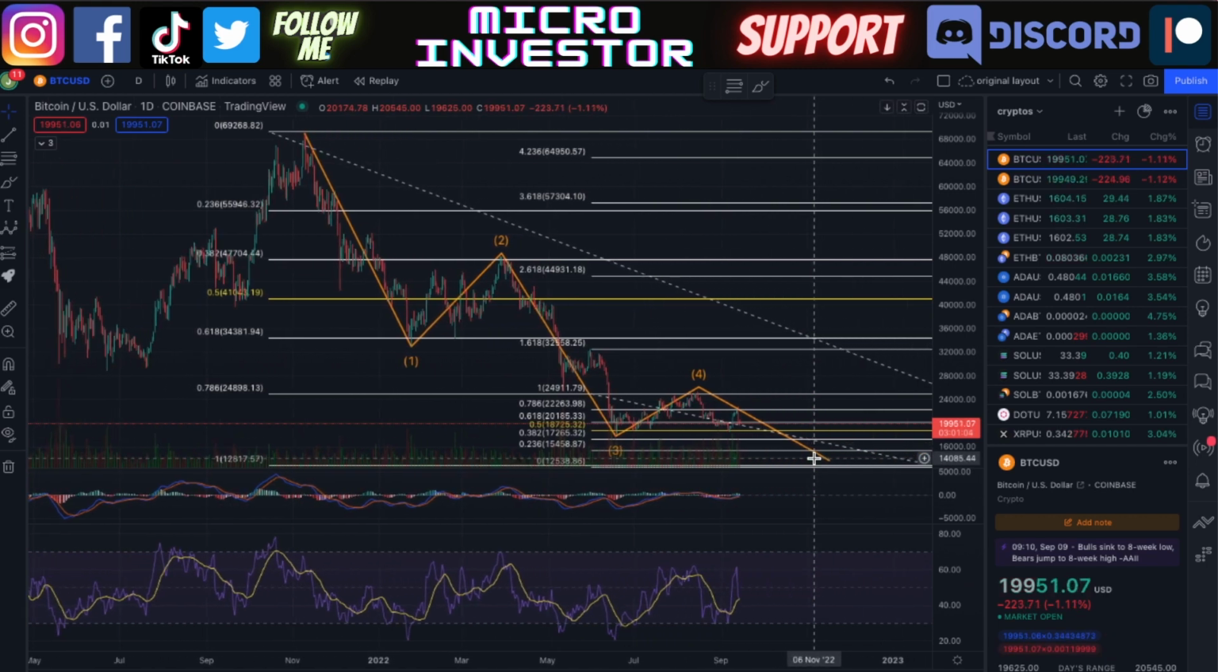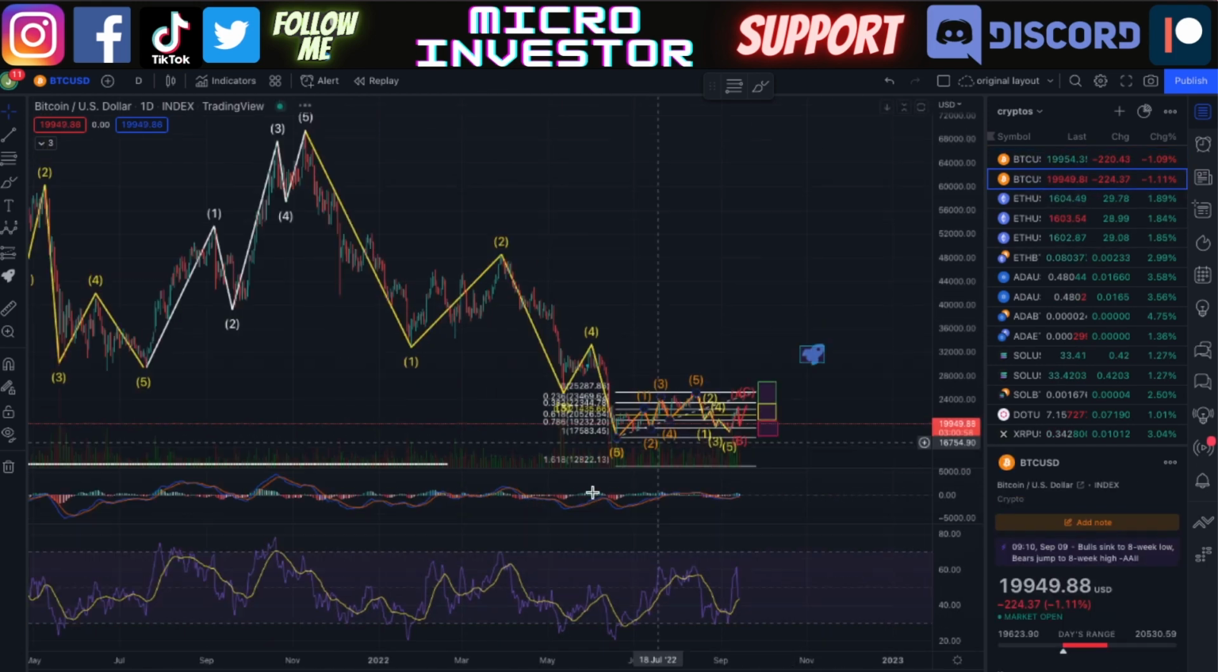Hopefully we don't see this be a continuous situation and extend this wave 5. Hopefully we've already achieved that wave 5 back in June, and that could be the possibility.